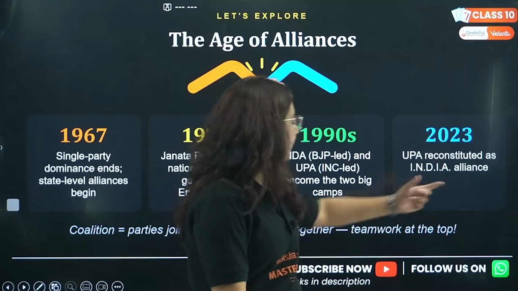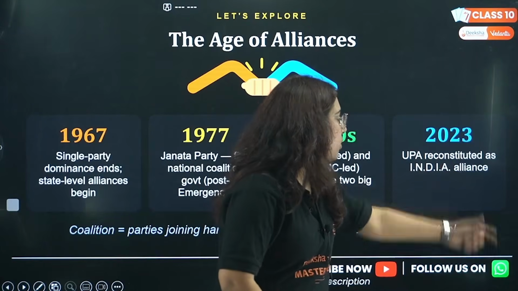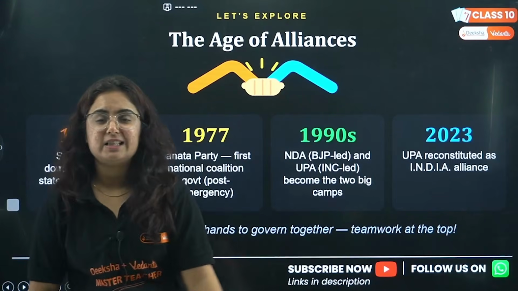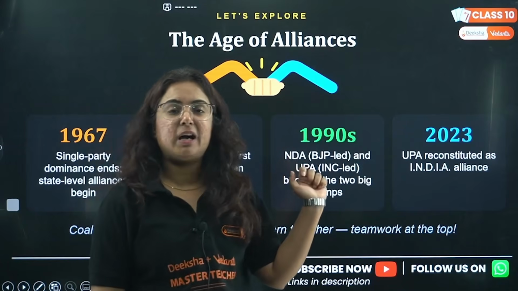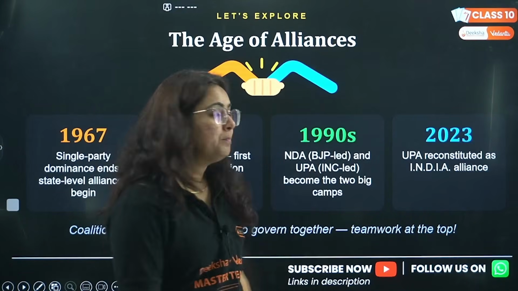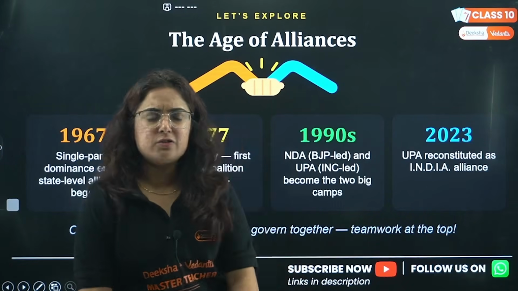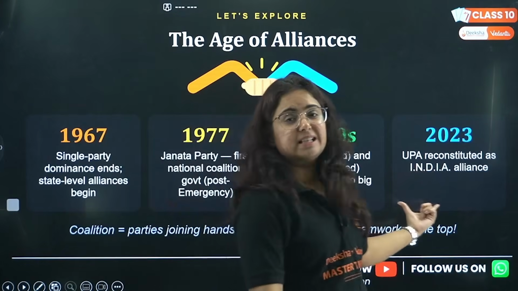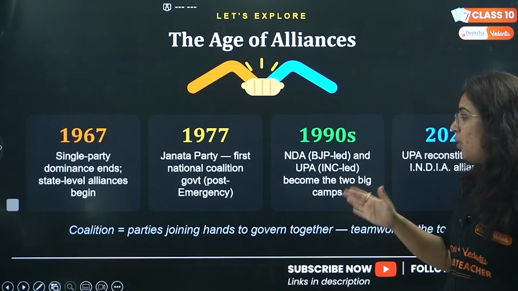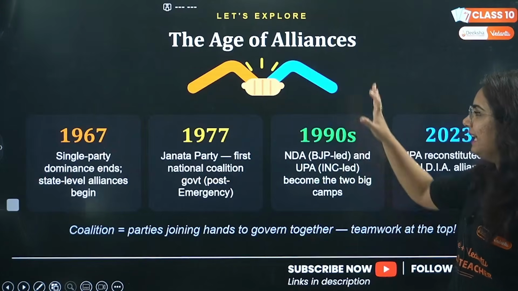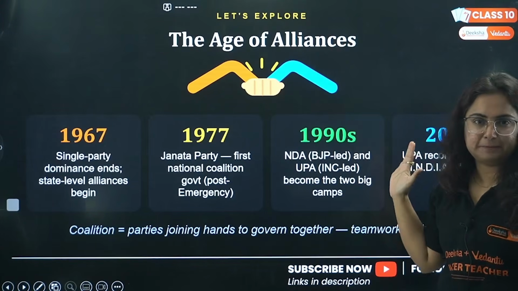So again, in 2023, UPA was reconstituted. Yes, recently we have seen that the UPA, the United Progressive Alliance, led by the Indian National Congress, joined by all of the major parties in the country and formed an alliance, that is INDIA. Here I am calling it an alliance because they did not win the election. This was the age of alliances.